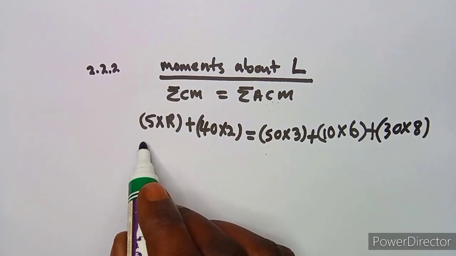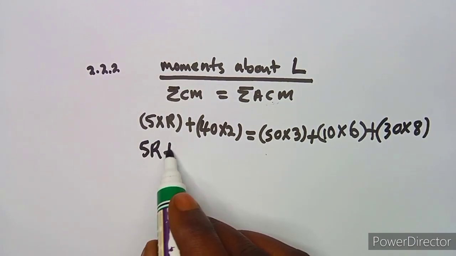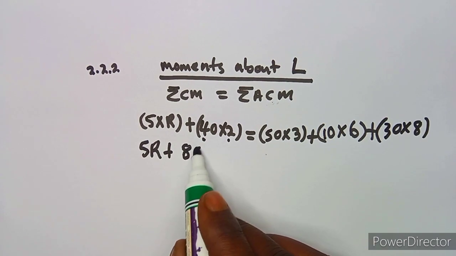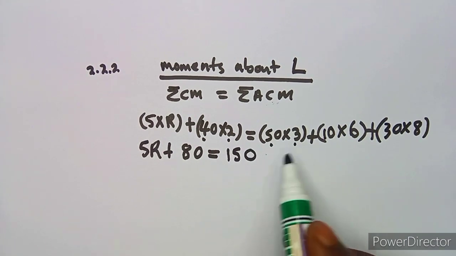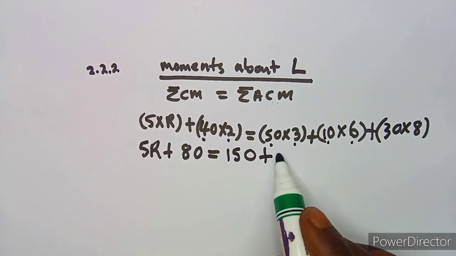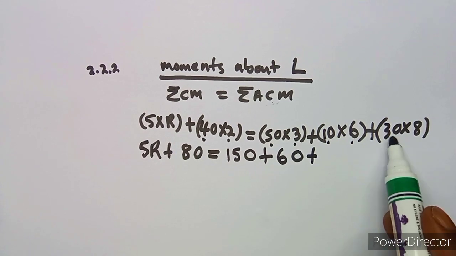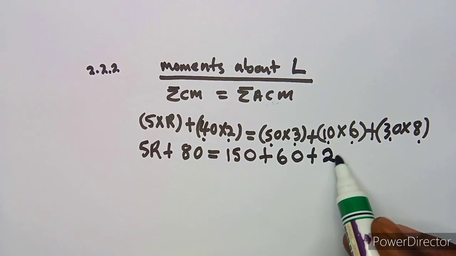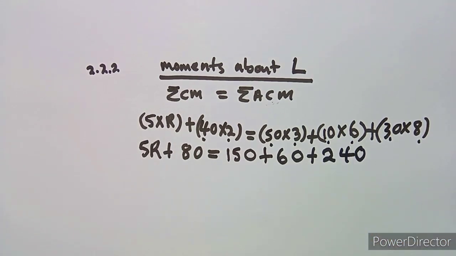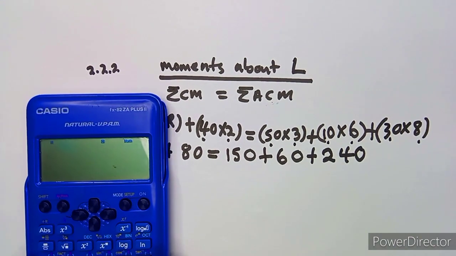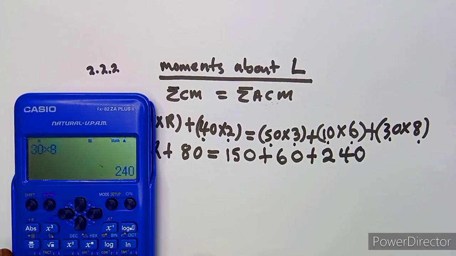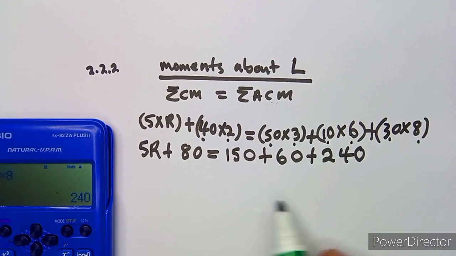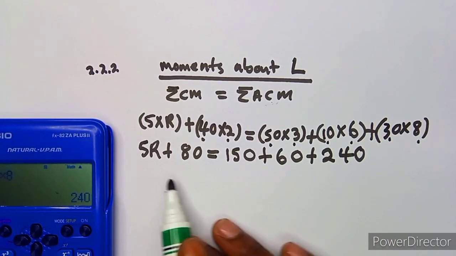So let's combine: 5 times R, that is 5R, plus 40 times 2 from your calculator, that's 80, which is equal to 50 times 3, which is 150 from your calculator, plus 10 times 6, that's 60, plus 30 times 8, which is 240. That's all. Supposed to be 240 there. That's 30 by 8, which is 240. So what you're going to do is combine everything here and subtract 80.